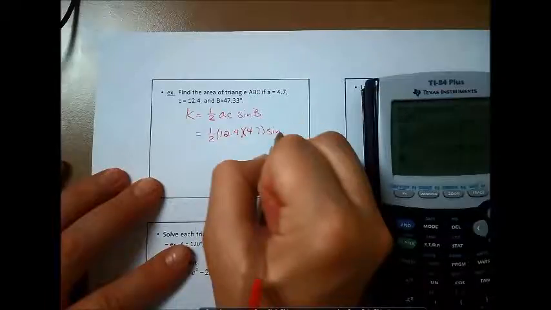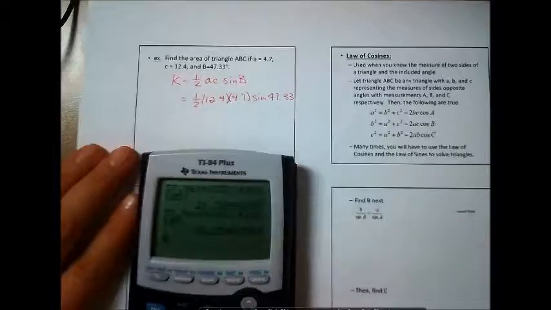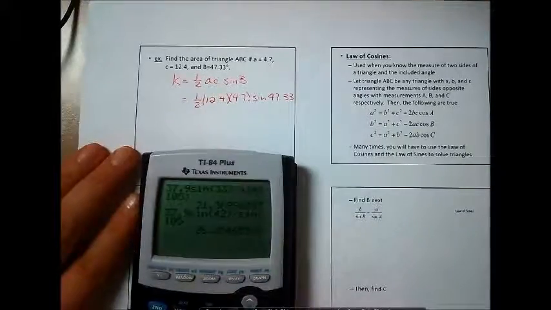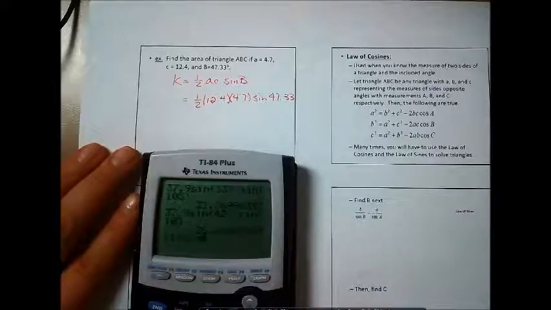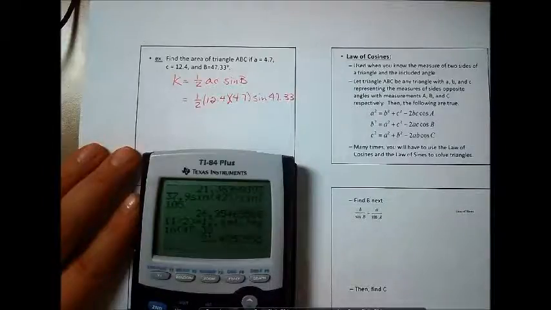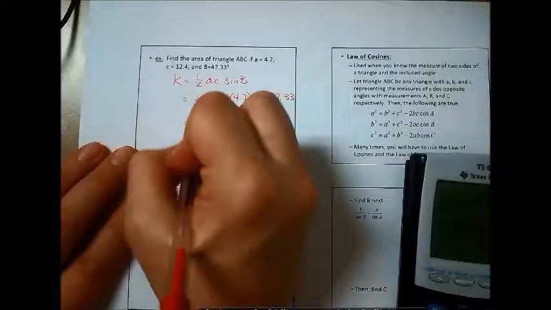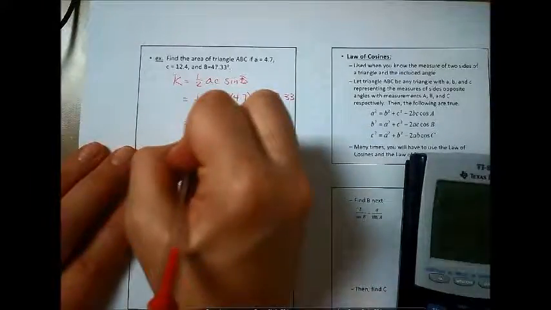And the way we do that, if you want to put 1/2 in as 1/2, you could put it in as 0.5, or you could divide the whole thing by 2, or you could say 1/2 times 12.4 times 4.7 times sine 47.3. And we get 21.4. There you go. So those are just multiplying. Lots of formulas on here.